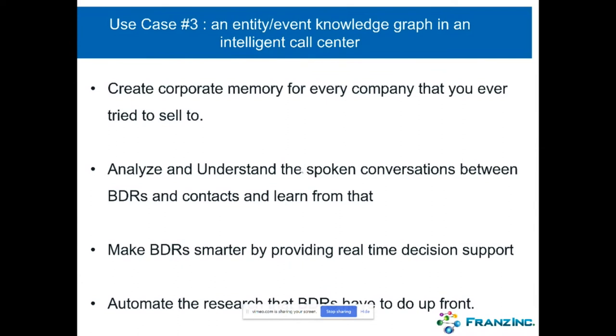Then the third one is a knowledge graph that we're building right now. It's already in production, where we create a corporate memory. So this is for a big call center with 1,500 people. They call literally tens of thousands of companies in a month. But the problem was they never remembered that they had called this company before, and they didn't know what the technology stack was, who the decision makers were, and at least 100 other things that you really would like. And so now we're using the knowledge graph to actually build up that corporate memory.